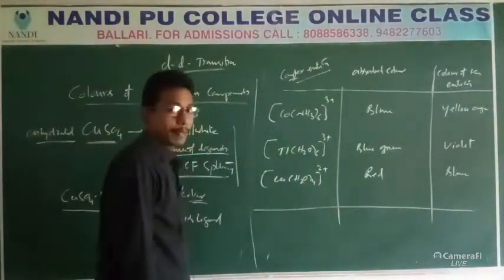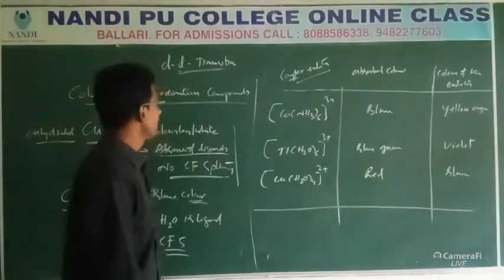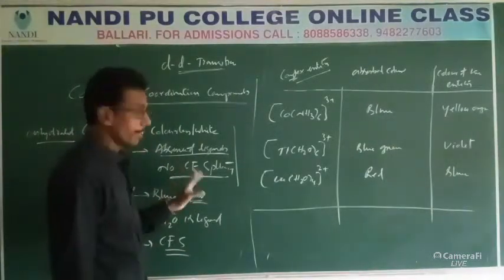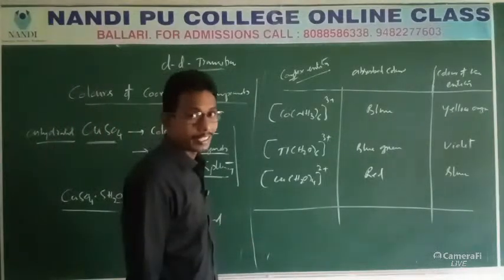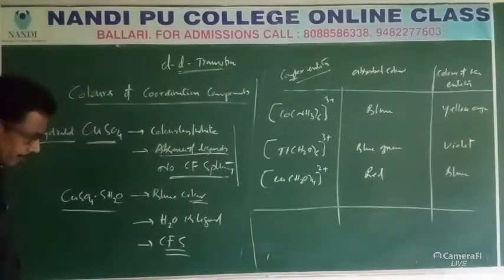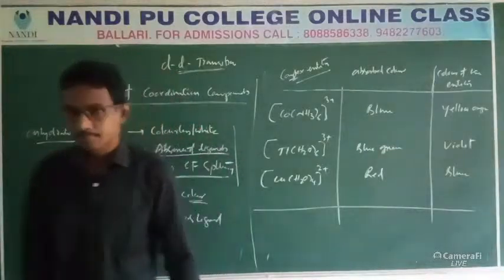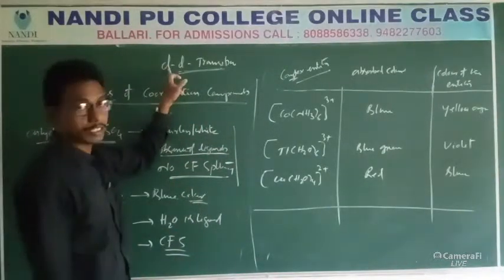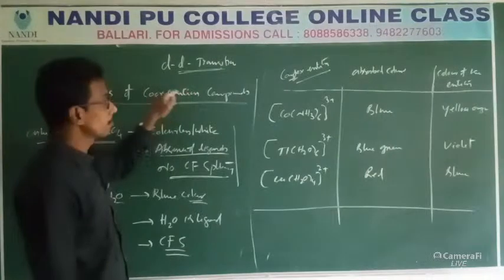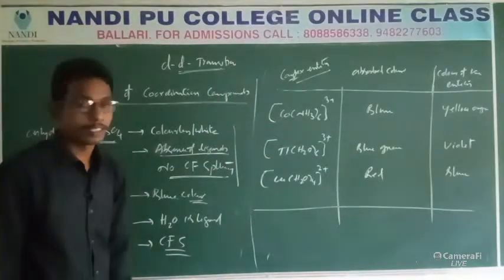So finally these colors depend on the oxidation states and the number of ligands also. Okay children, this concept is colors of coordination compounds. The conclusion: these colors are due to CFT. CFT means what? Crystal field theory. In this, crystal field splitting is one of the important concepts. The colors are nothing but d-d transition. In d-d transition, an electron is shifted from t2g to eg by absorbing some energy, and they emit or transmit some energy in the form of color. Okay children.